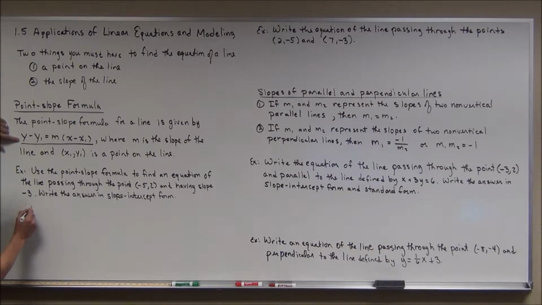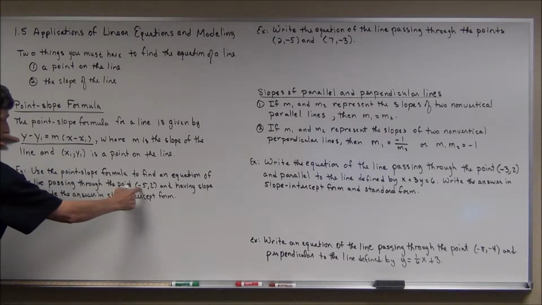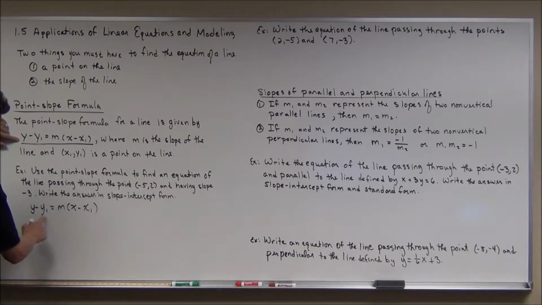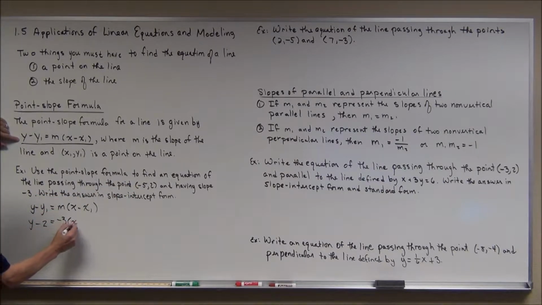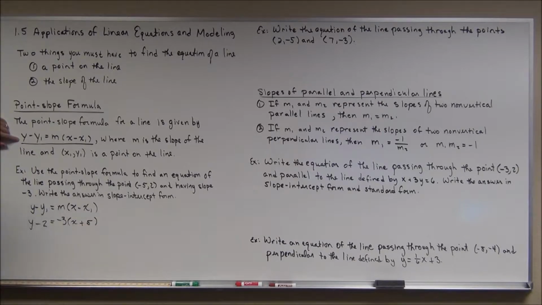So I'm going to start off here. I'll write this down again. You're going to need to remember this one. Comes in very handy when writing the equation of a line. I'm going to substitute -5 and 2 in for x sub 1 and y sub 1 respectively, and -3 in for m. So I have y minus 2 is equal to -3 times the quantity x minus -5. Well, when you subtract the -5, that's the same as adding +5.